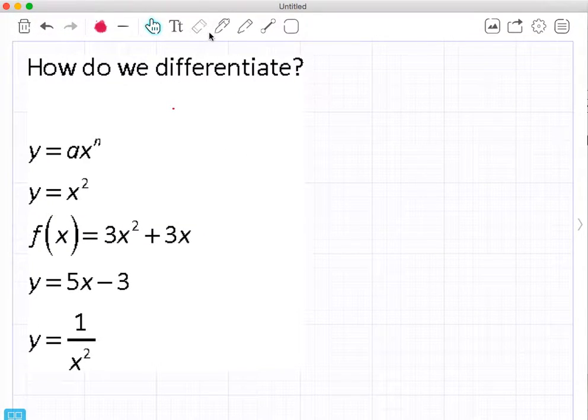In this video, we're going to look at how we differentiate. Now, I'll explain why we differentiate in the next video, but I just want to think about what is differentiation, how do we do it? So here we've got a curve, y equals ax to the power of n, and a and n are two constant numbers, and you can see we've got some examples to go here.